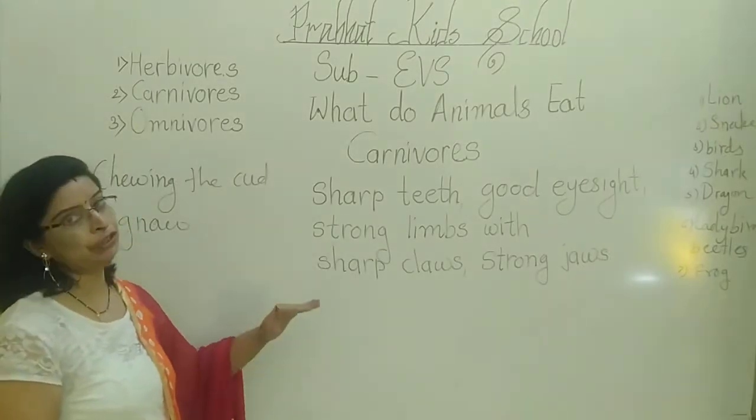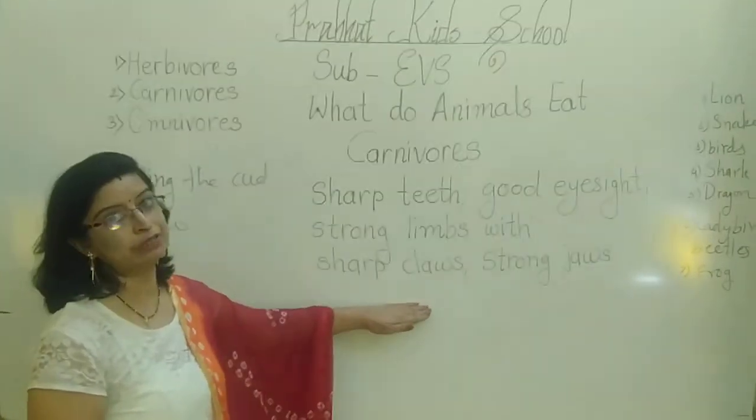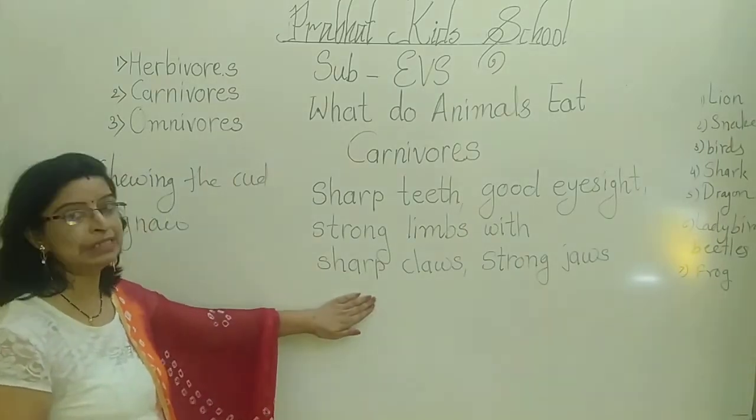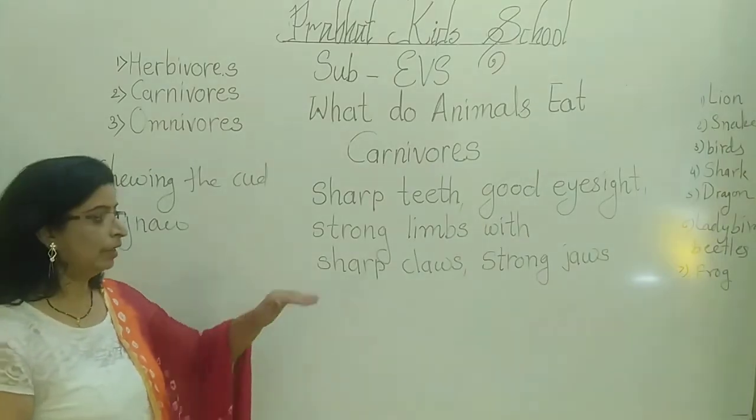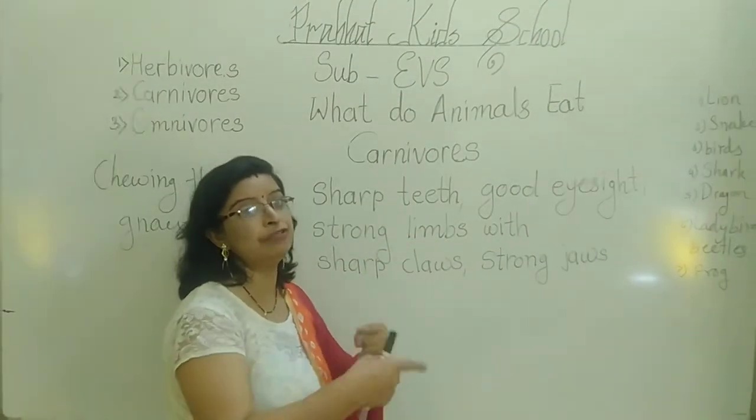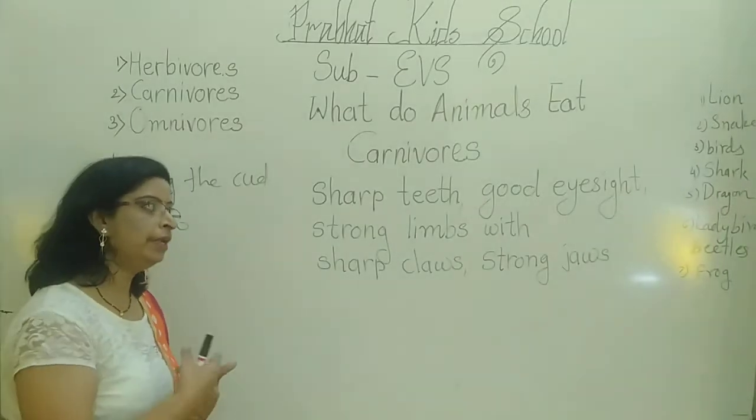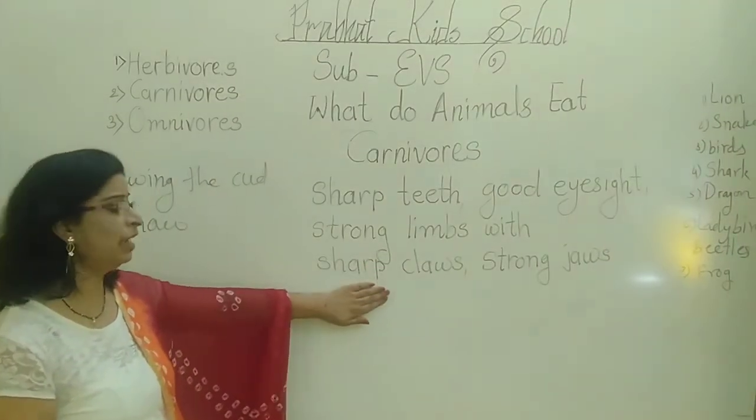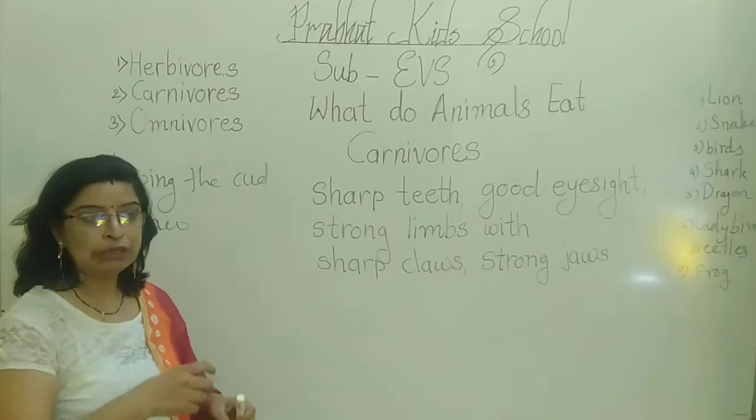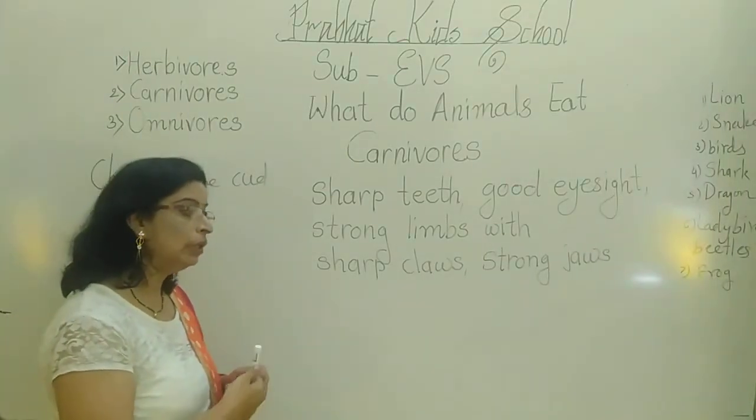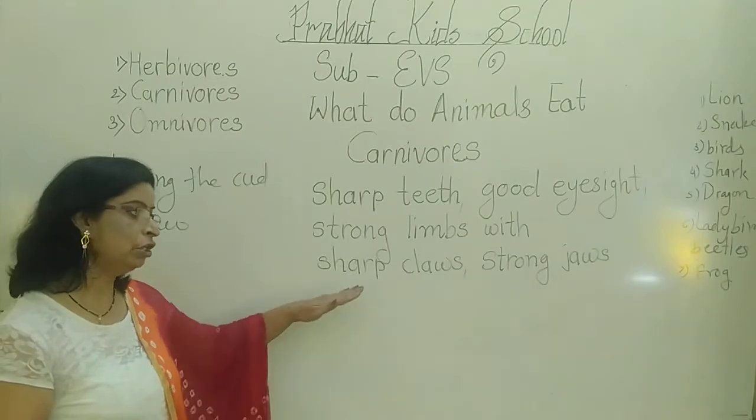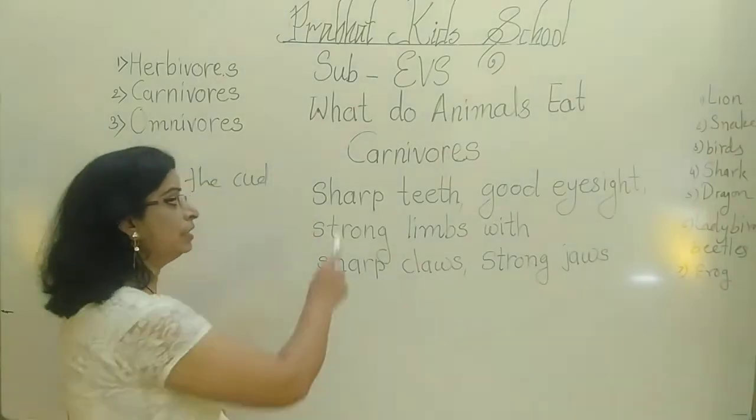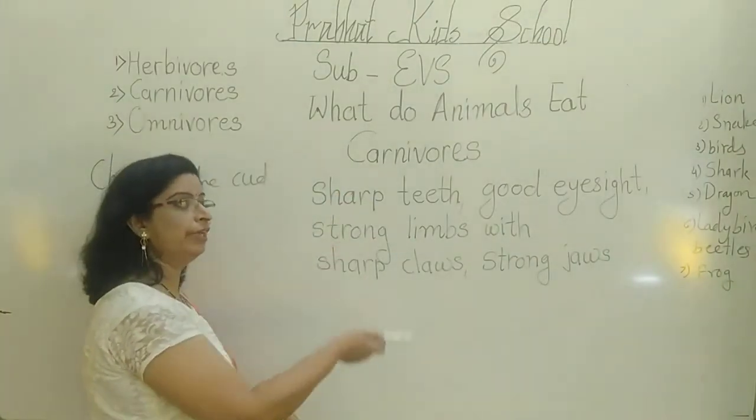They have strong limbs with sharp claws. What is meant by claws? On their feet they have sharp claws. For what purpose? They hold the prey. And with the help of these strong limbs they run faster. They run behind the prey with the help of strong limbs, and they have sharp claws to hold the prey, or to tear the prey or the flesh, and they have strong jaws also. Why? Because they are carnivorous. They eat the flesh of other animals.